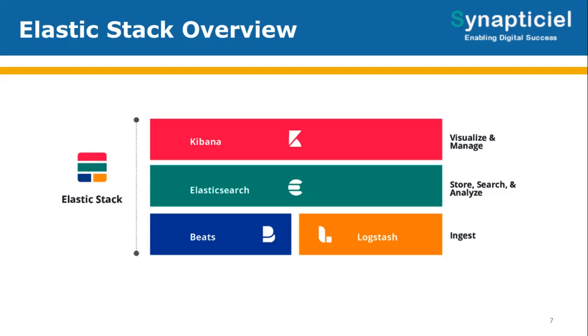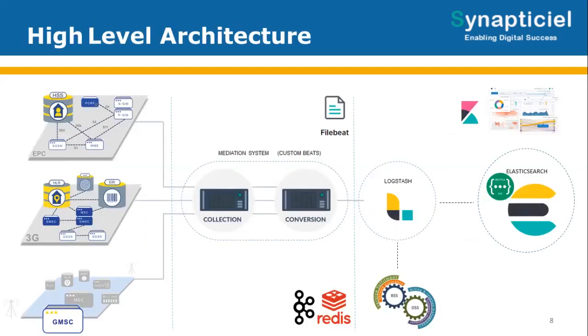So that's a high-level picture of the Elastic Stack. Now, let's see an example of a deployment architecture that can be used within a telecom operator. This is just a high-level example. The most important part is how the data can be ingested.